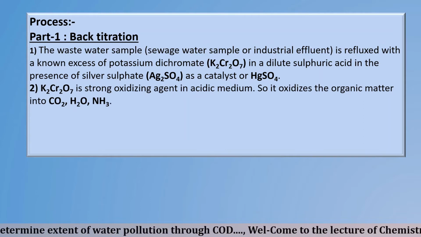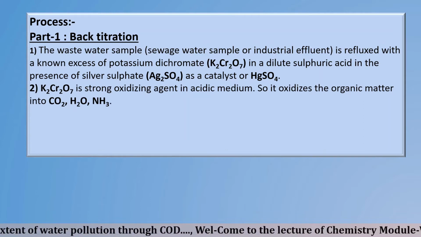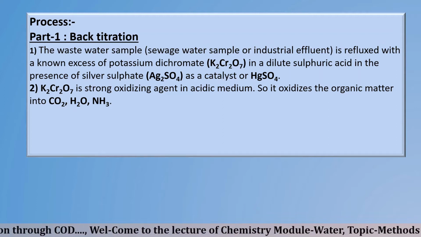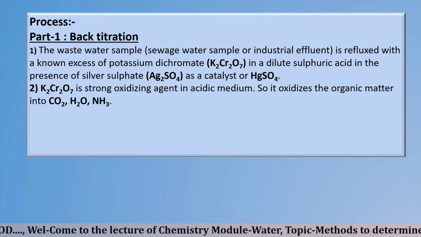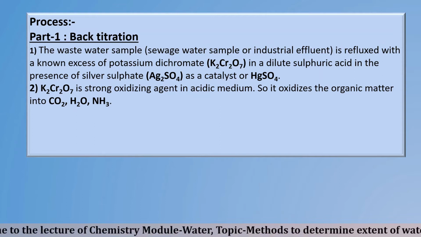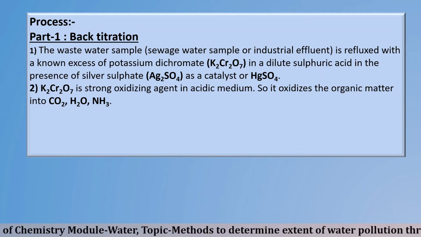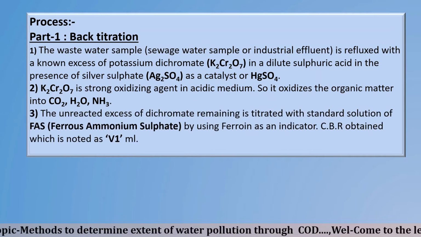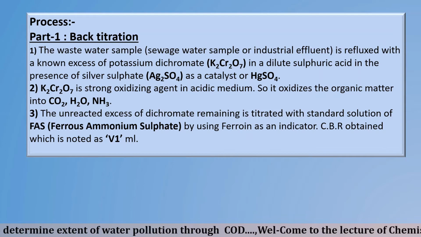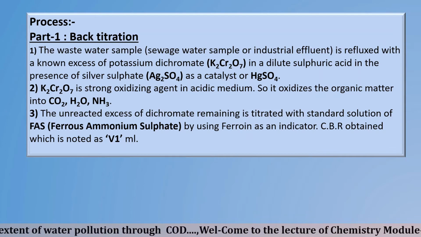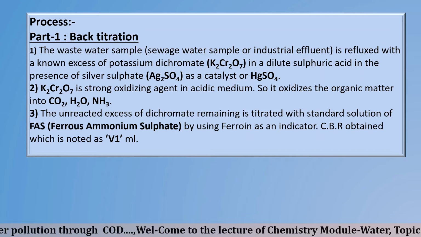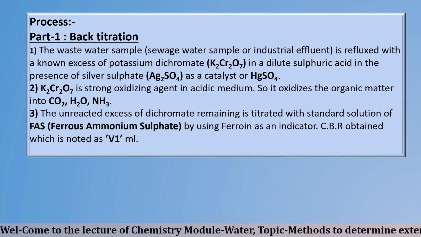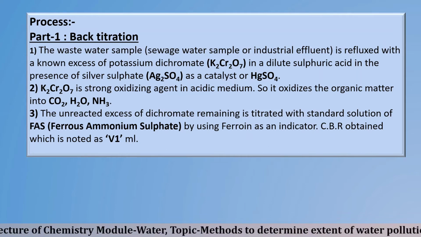Potassium dichromate, K2Cr2O7, is a strong oxidizing agent in acidic medium. So it oxidizes the organic matter present in the wastewater sample, sewage water sample or industrial effluent, and after oxidation it gets converted into CO2, H2O and ammonia. The unreacted excess of dichromate remaining is titrated with standard solution of ferrous ammonium sulfate, that is FAS, using Ferroin indicator, and the constant burette reading obtained is noted as V1 ml. So this is related to back titration.